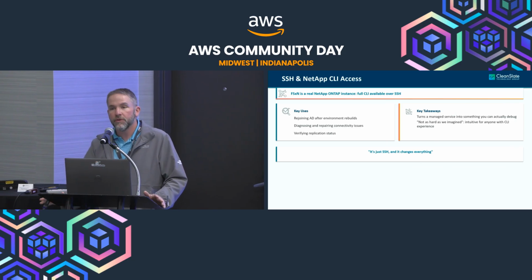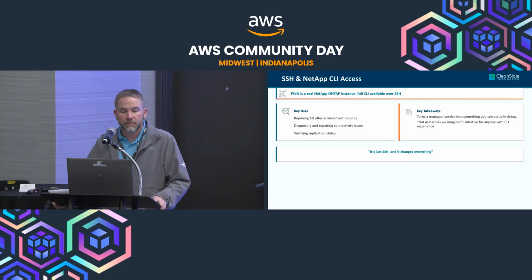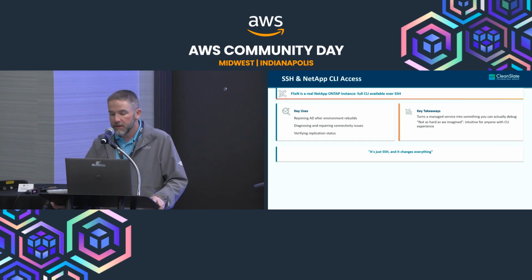Okay, so some really cool features that we found with NetApp was one of them was the SSH and NetApp CLI. What this helped us with was rejoining AD. So we had to change an encryption method, and when we did that, we had to rejoin that back to AD, and that allowed us to do it. It also allowed us to do diagnostics and repairs for connectivity. And then it also, verification of replication status was great. So it turned kind of a managed service into a debug tool.